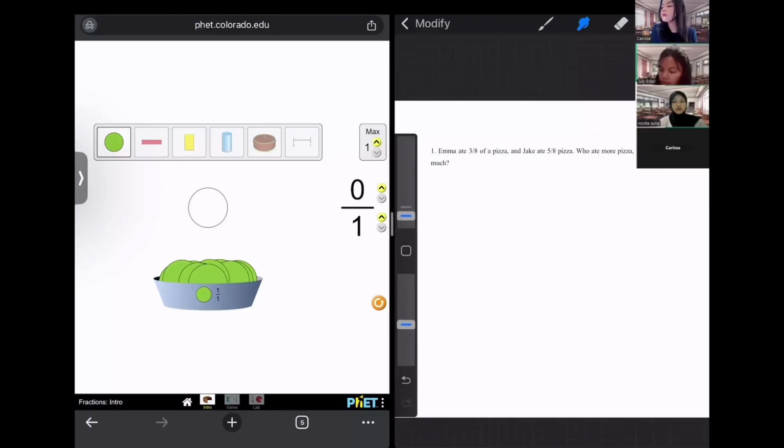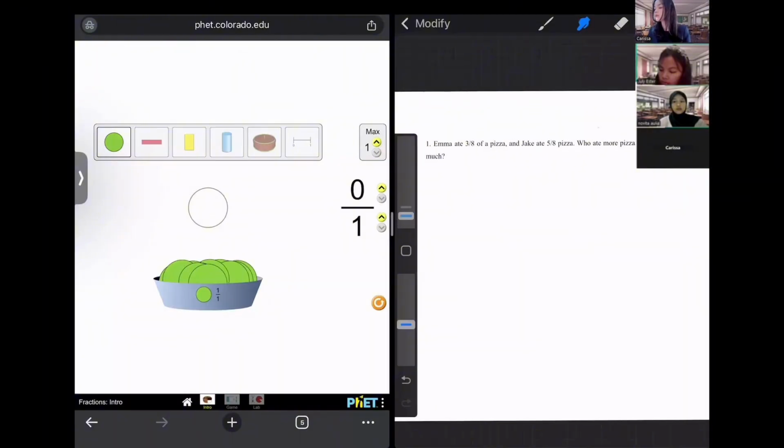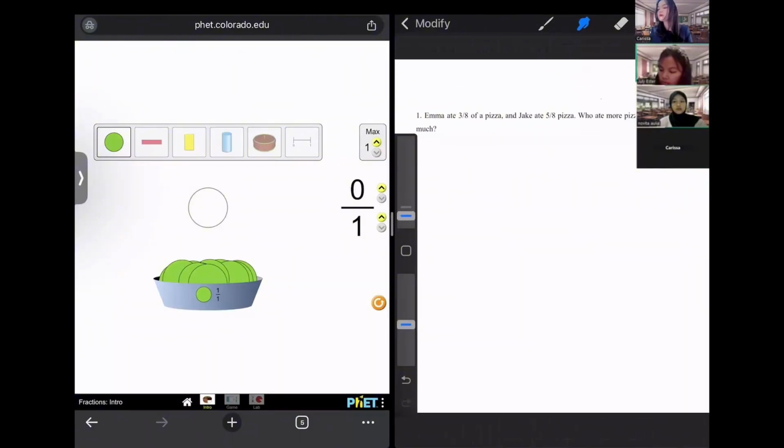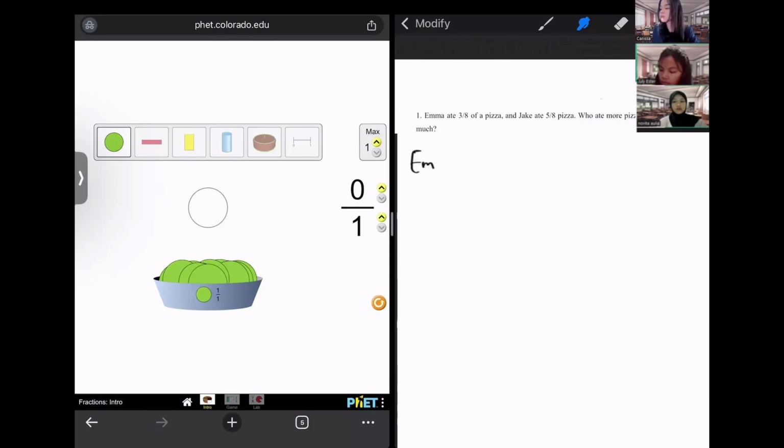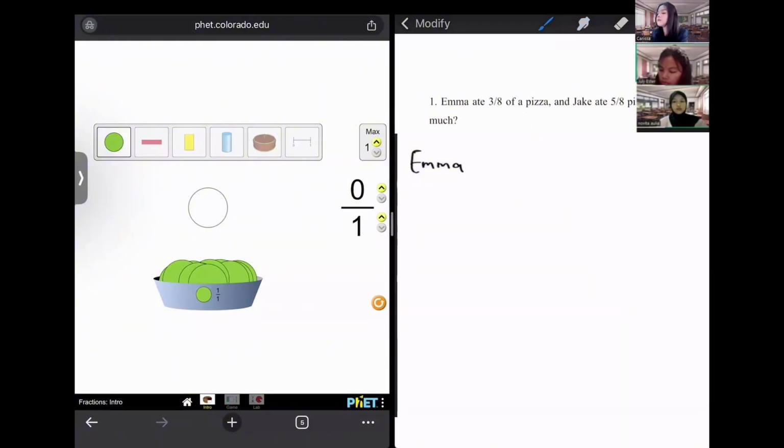Okay, so now let us solve a story-based question problem using the PhET simulation. I have a question right here. Okay, the question is, Emma ate 3/8 of a pizza and Jake ate 5/8 of a pizza. Now the question is, who ate more pizza and by how much? So Emma ate 3 slices of pizza and then Jake ate 5.